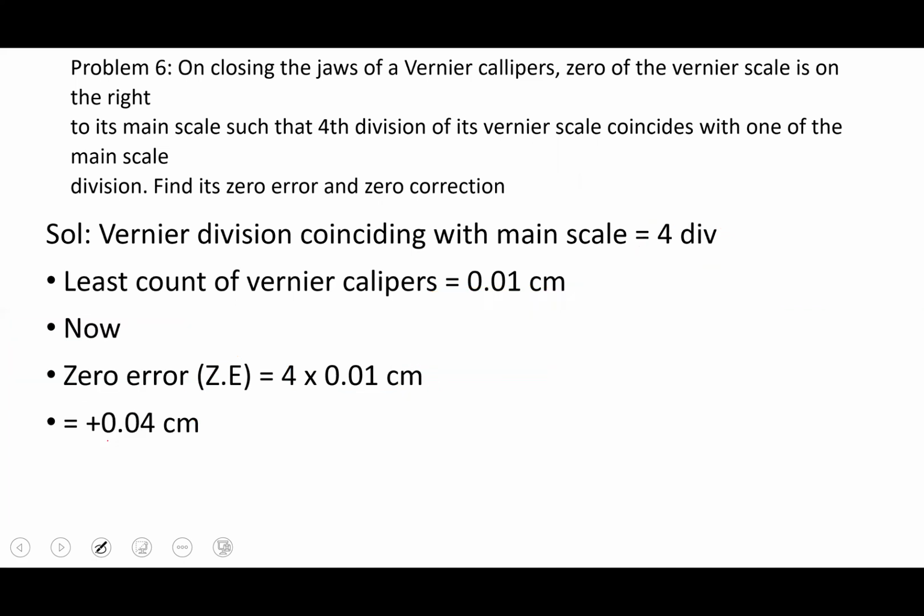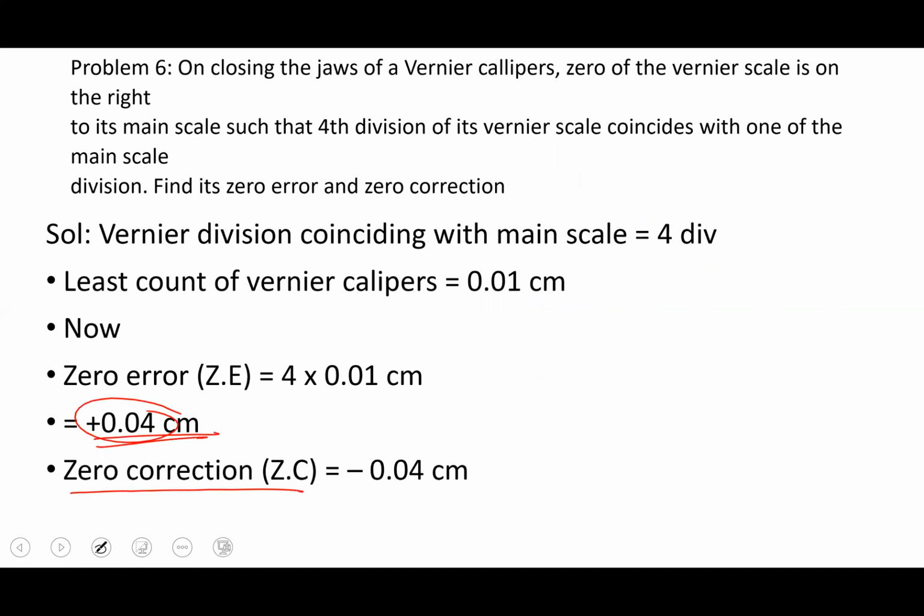And what is the correction for this one? The more we add, basically, the more we have to subtract. That means the same amount we have to subtract. So the zero correction will be the same amount, but in negative. So that much we have to neglect to get the accurate value in the case of Vernier caliper, which is the answer minus 0.04 centimeter.